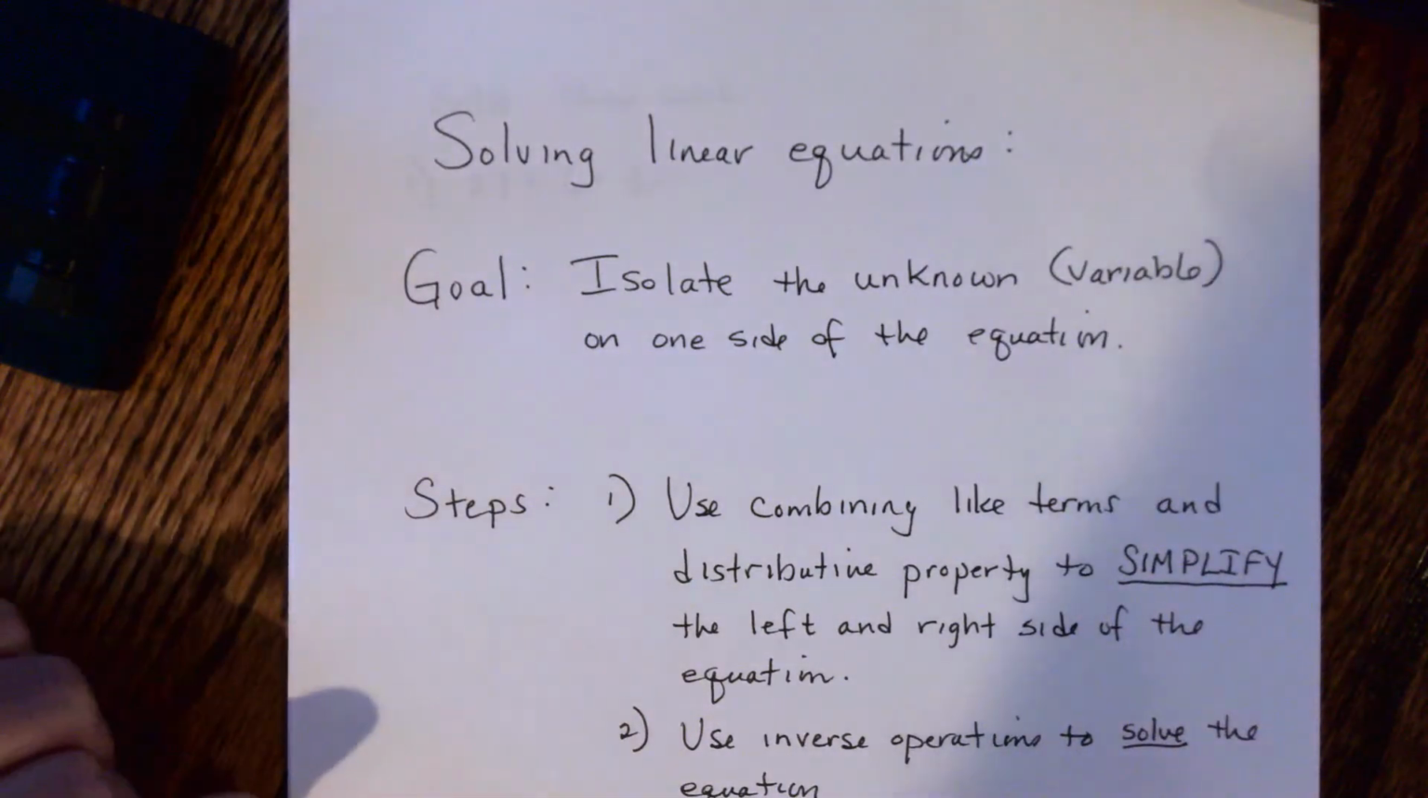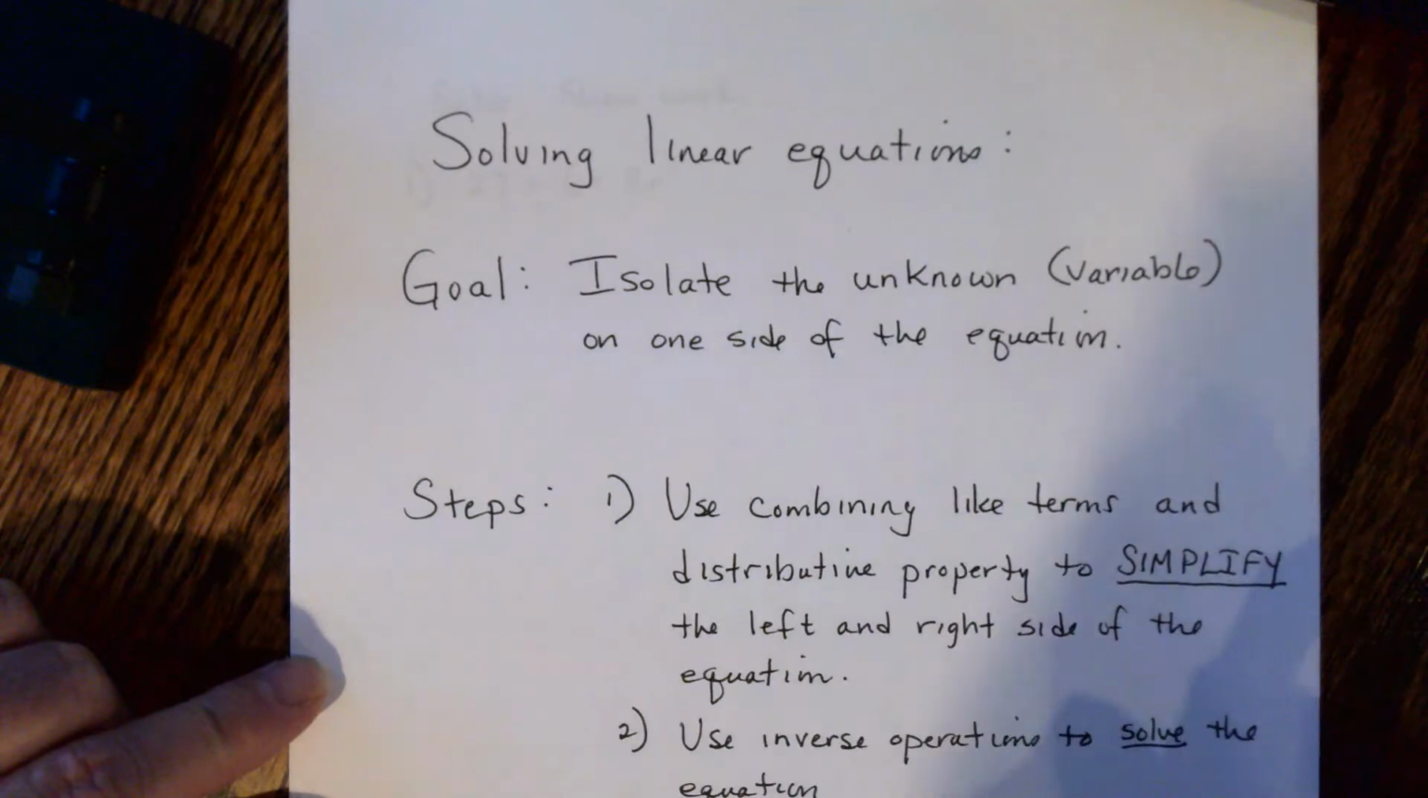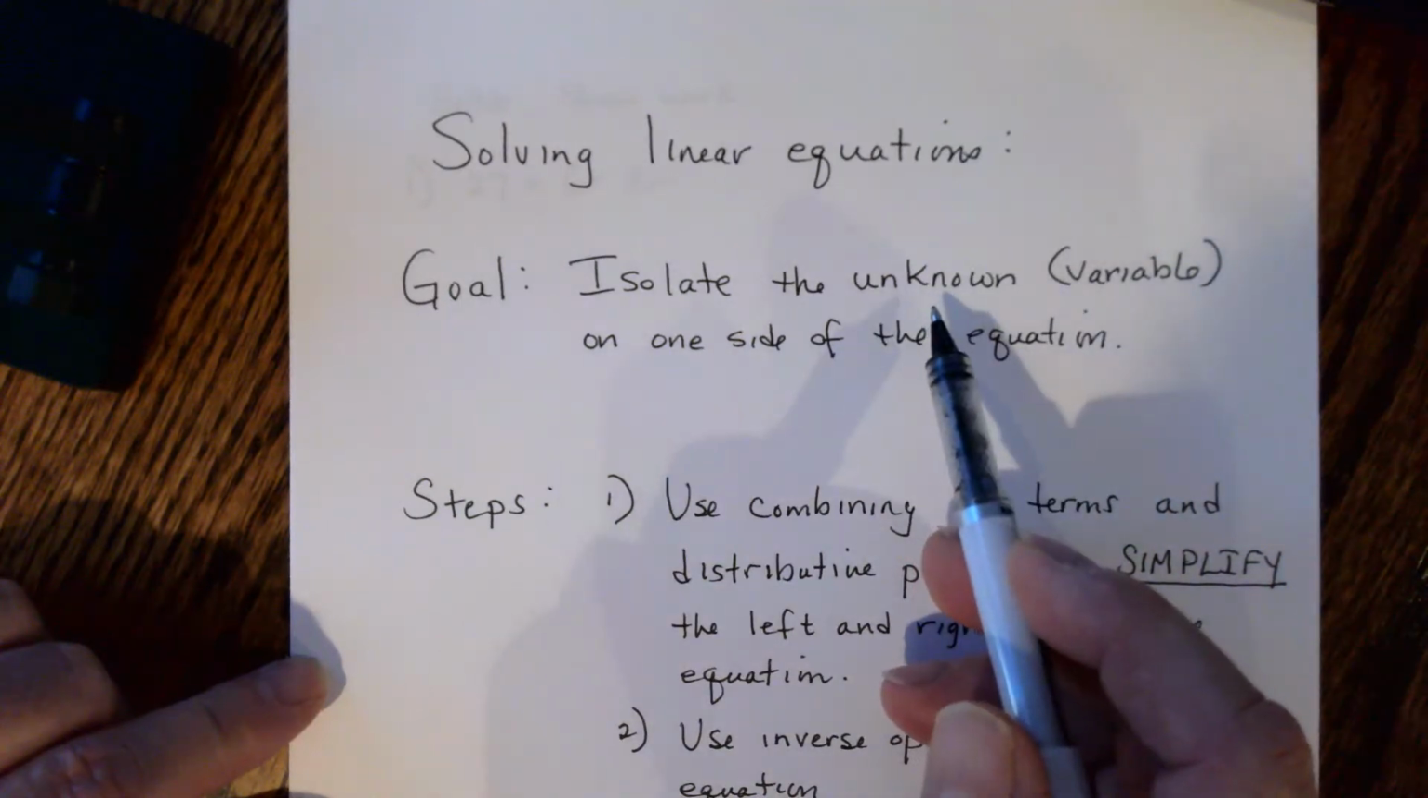Okay, so today we're going to talk about solving linear equations. Let's keep in mind what a linear equation is. It just means that our variable is raised to the first power. The goal is to isolate the unknown. An unknown in mathematics is just the variable.